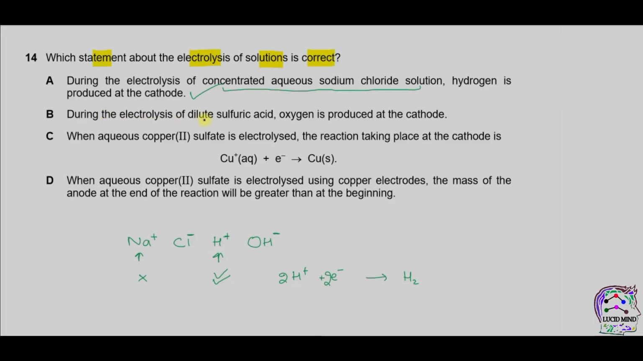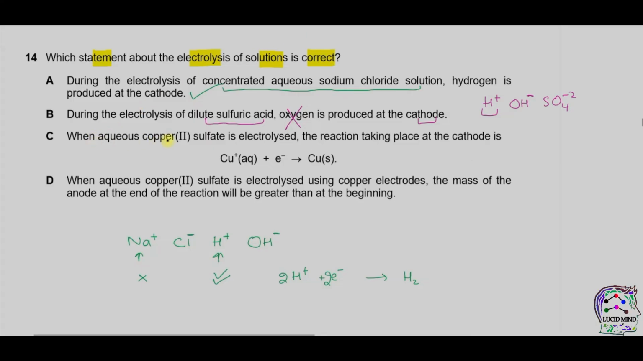Part B. During electrolysis of dilute sulfuric acid, oxygen is produced at the cathode. In dilute sulfuric acid, we have H positive ions, we have OH negative ions from water, we also have sulfate ions. Now cation is H positive and cation moves towards cathode. H positive will move towards cathode, gain electrons and form hydrogen gas. So oxygen gas is not produced, it is hydrogen gas that is produced at the cathode.